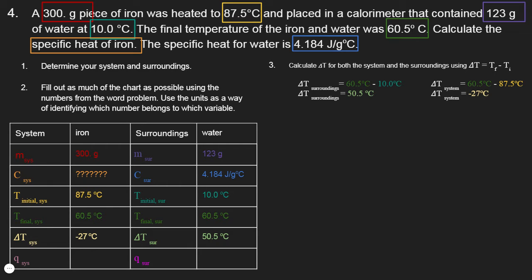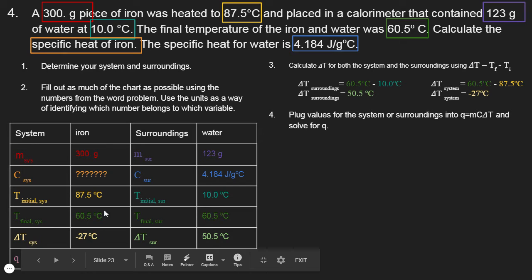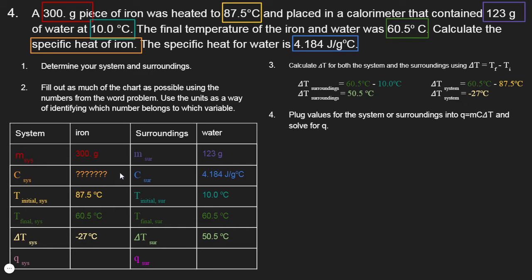So now that we've calculated delta T for both the system and the surroundings, we're going to go ahead and plug in the values for the system or surroundings into Q equals MCΔT and solve for Q. If you take a look at the values that we're given, we actually don't have enough information to calculate Q for the system. We don't know the specific heat of the system. That's what we're trying to figure out. So we can't calculate Q for the system.